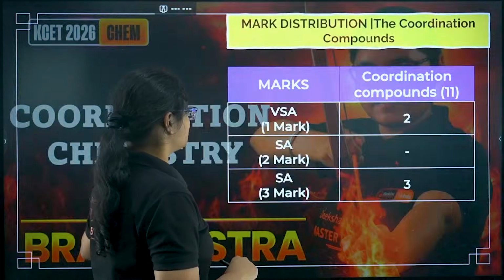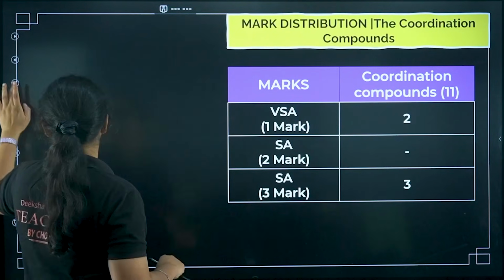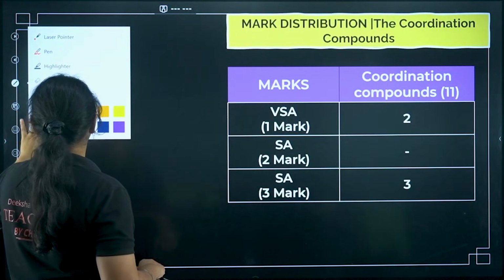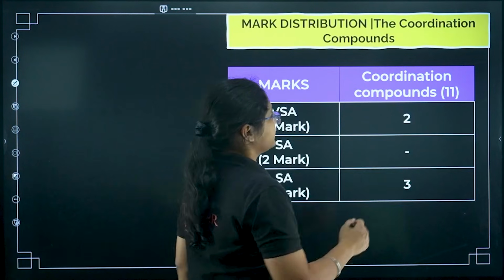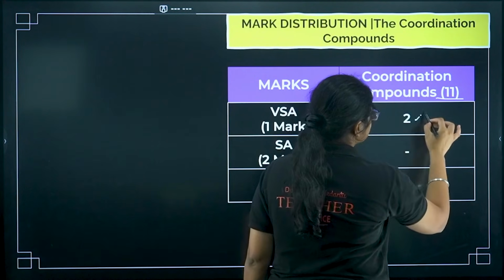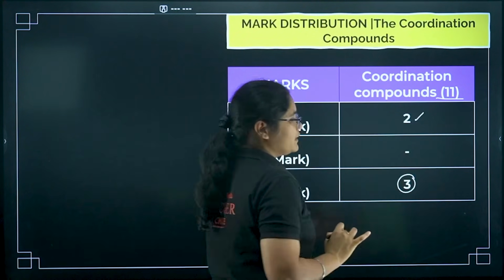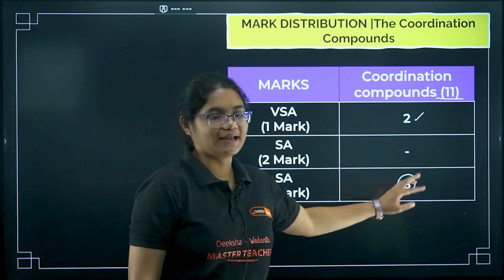Before starting, let's understand the mark distribution, or I can say the weightage of this chapter. The weightage of this chapter is actually 11 marks, where 2 marks will be 1 marker questions and you will get 3 marker questions. So 3 3s are 9, 10, 11.